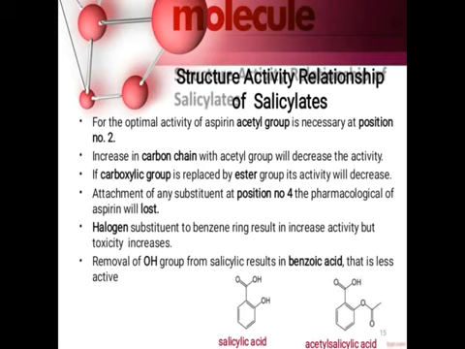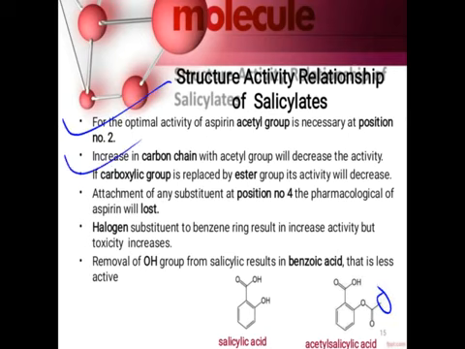Okay, the structure activity relationship for salicylic acid derivatives. For optimal activity, the acetyl group is necessary, which must be present at the second position. Here the acetyl group is present at the second position. Instead of this, if it is present at the third or fourth position, it will decrease the activity. Then if we increase the carbon chain of the acetyl group, it will decrease the activity. Here only one CH3 is there, that is CH3CO. If we increase it, it is converted into CH2CH3 or a propyl group. That means if we increase the number of carbons in the acetyl group, it will decrease the activity.